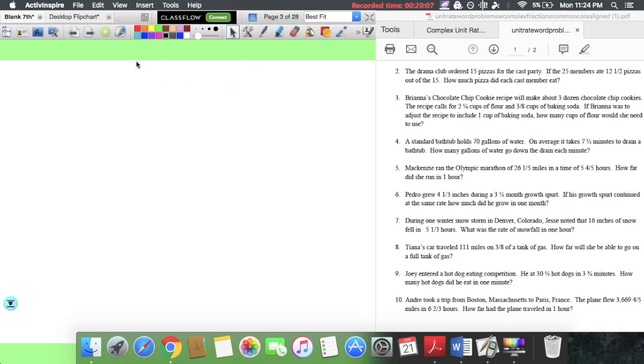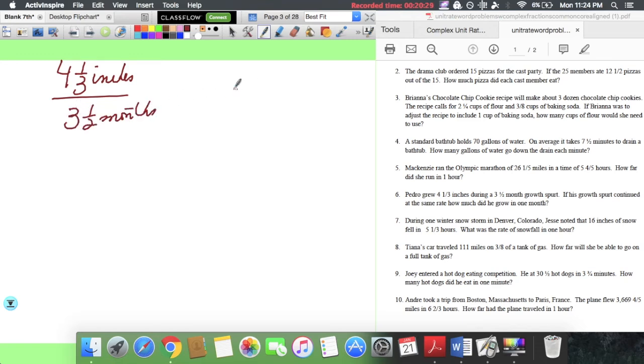A pitcher grew 4 1/3 inches during a 3.5 month growth spurt. If his growth spurt continued at the same rate, how much did he grow in 1 month? So we want to find the unit rate. So 4 1/3 inches in what? 3.5 months.